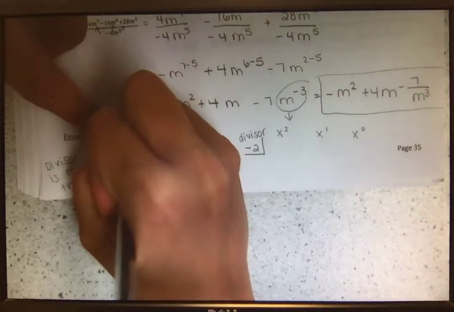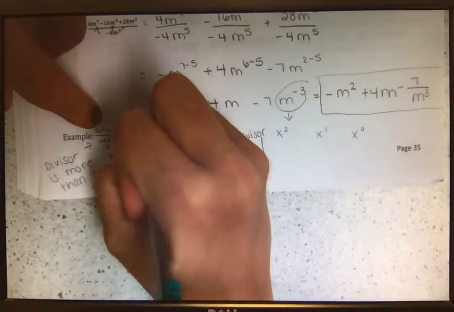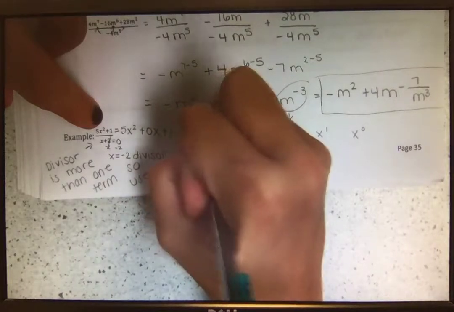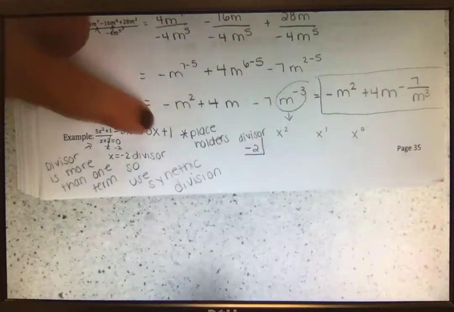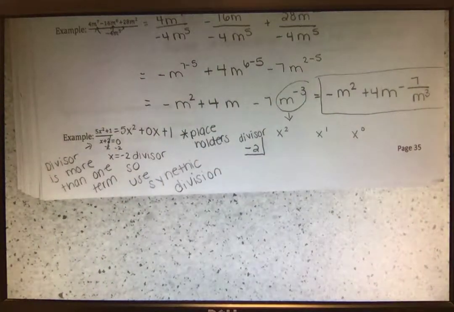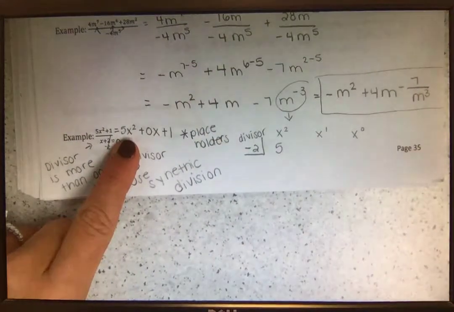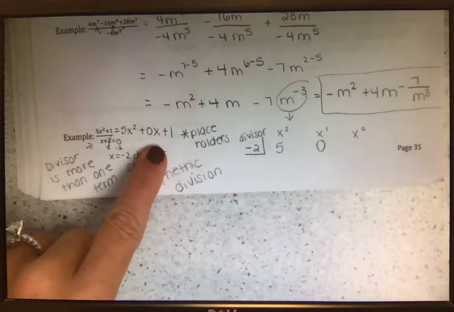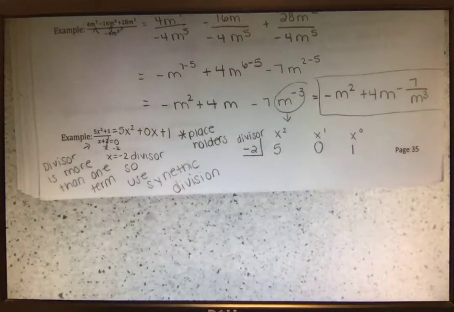So I have 5x squared. I don't have any terms with just x, so plus 0x plus 1. So you can't forget to write your placeholders. So there's no term with just x in it, so we wrote plus 0x. So now I have 5x squared, so 5 is going to go in my x squared column. 0x, so 0 is going to go in my x column, x to the first power. And then 1, that is a constant without a variable, so 1 is going to go in my x to the 0 column.